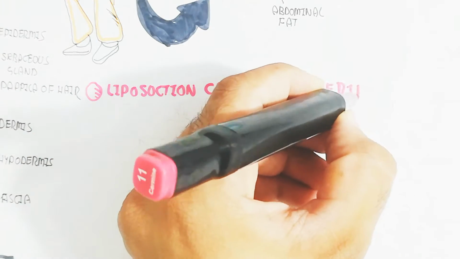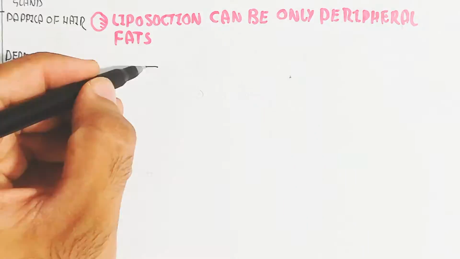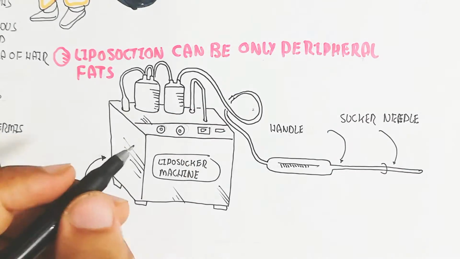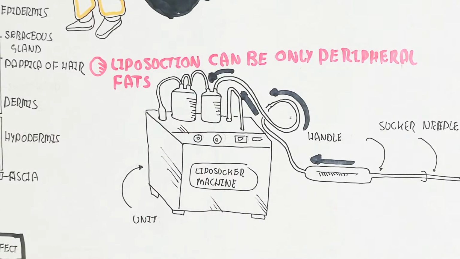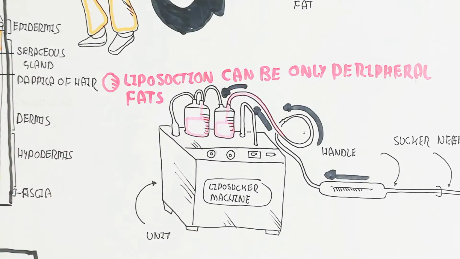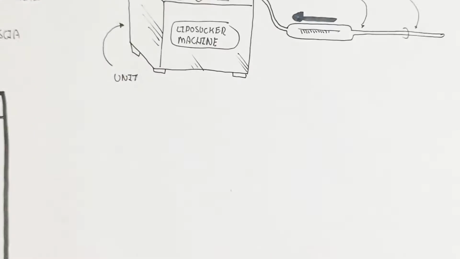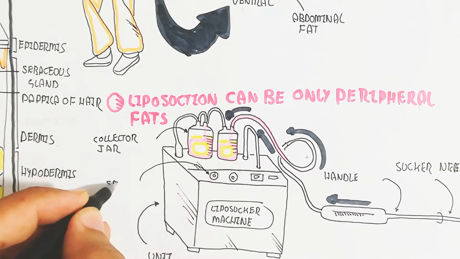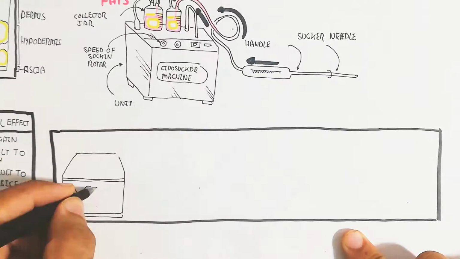In this way, liposuction can be used only for peripheral fats, not visceral fat, because it is hard work to remove the fat in the visceral area. The visceral fat can be removed through surgery. This is the liposuction machine, which contains a collector jar that collects the adipose tissue, and the speed of the sucker rotor is present, and this is the sucker, needle and handle, which will be injected into the skin, into the subcutaneous layer, to remove the fat.